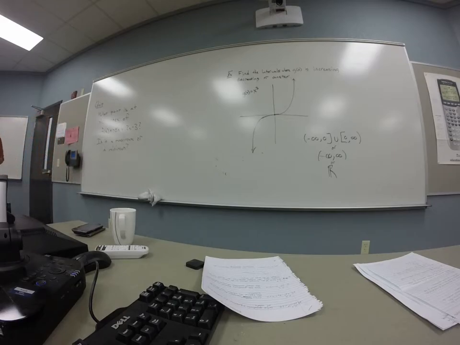So the quiz question is, what point is at the vertex of f of x equals minus 8x squared plus 12x minus 3? And can you tell me whether that point is a maximum or a minimum?